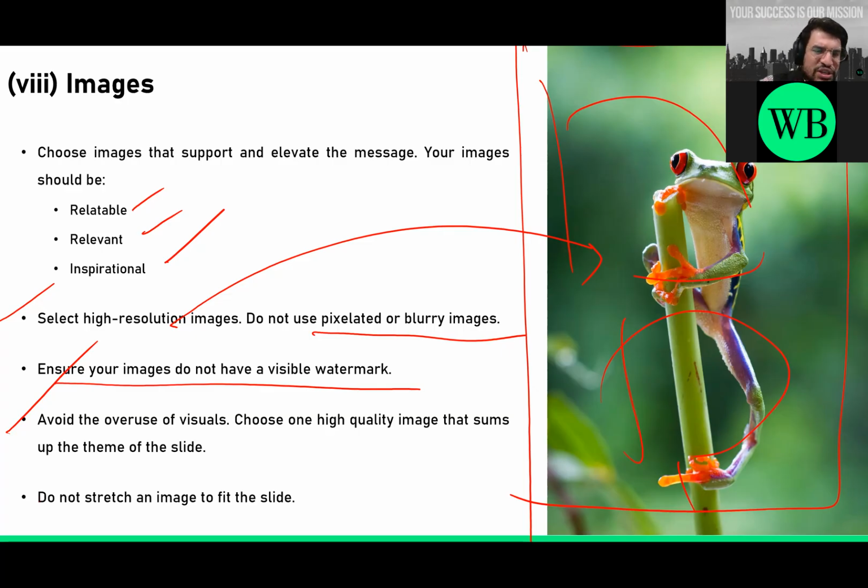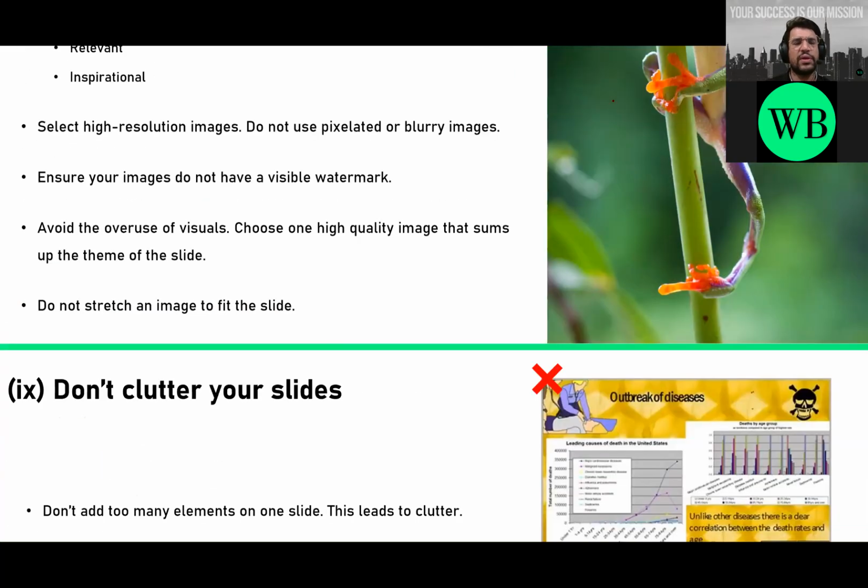And don't stretch an image to fit the slide, right? So be careful. If you have to stretch it, please stretch it from the corners. That's the way you're supposed to stretch your images when you're doing it, right?